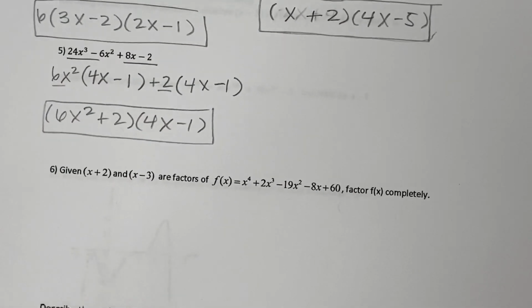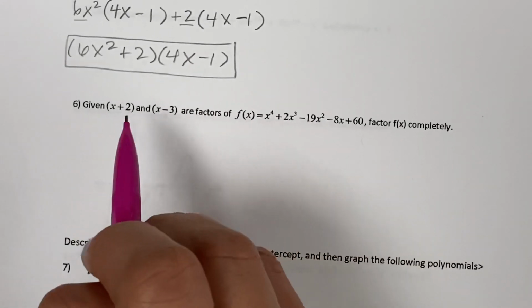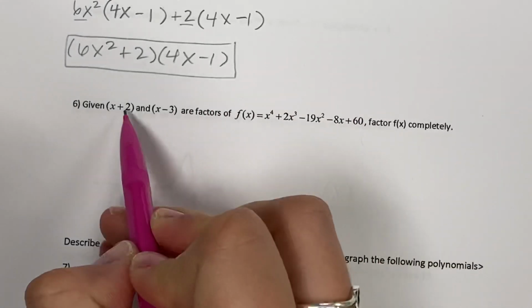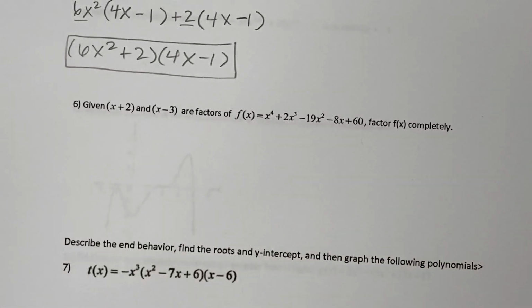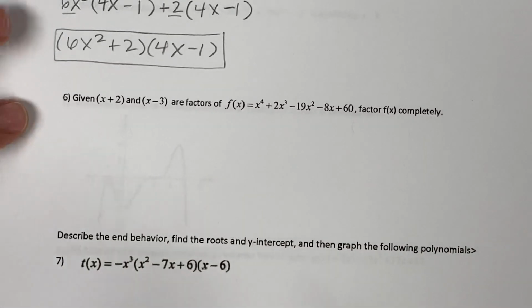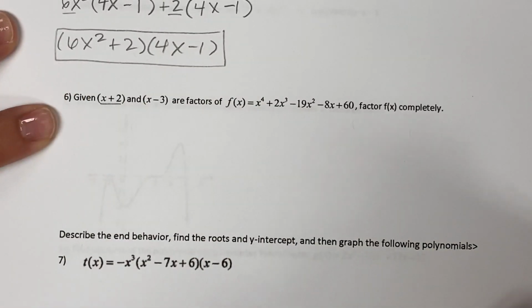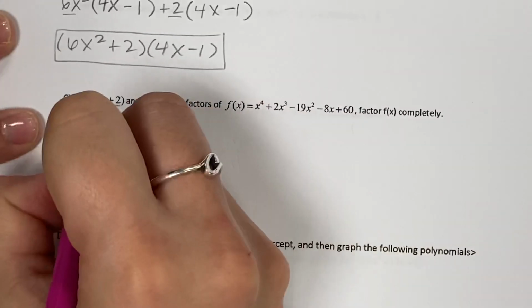Okay, the next one gives us a polynomial and gives us 2 factors, and it wants us to factor the rest. So if I need to take out x plus 2 and take out x minus 3, I'm going to do some synthetic division. So first, I'm going to do the x plus 2. If I do x plus 2 with synthetic division, I'm going to use a negative 2. So write out my coefficients.